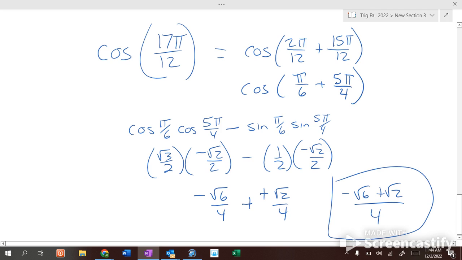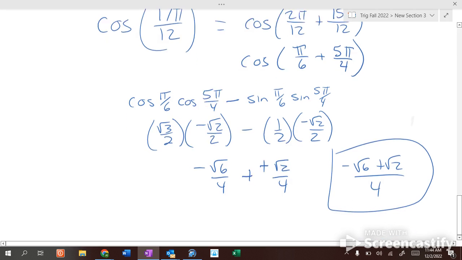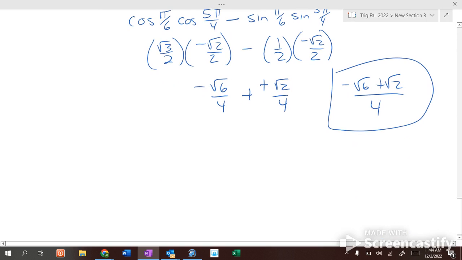What have you noticed about the last three problems? It's always square root of 6s and square root of 2s, and they're always over 4. It's just sometimes they're positive, sometimes they're negative. That's what your answers today will be like. No, it's not the square root of 4. Sorry for me throwing out wrong words.